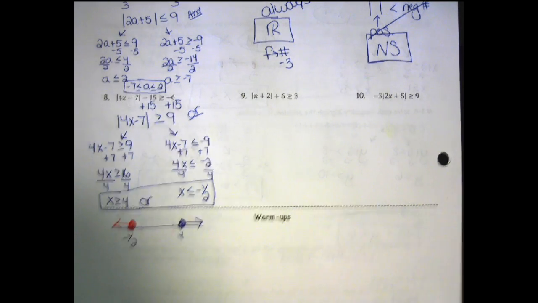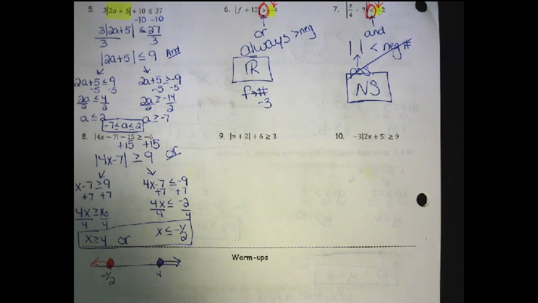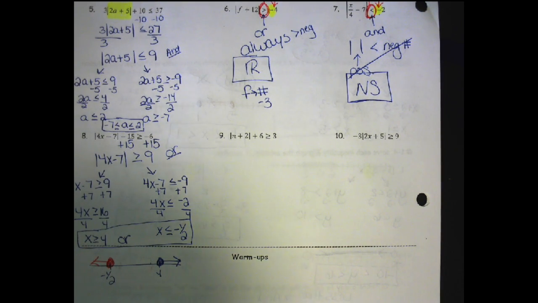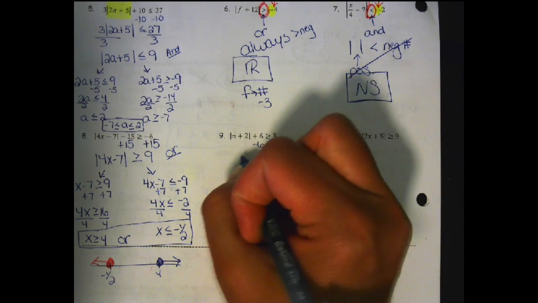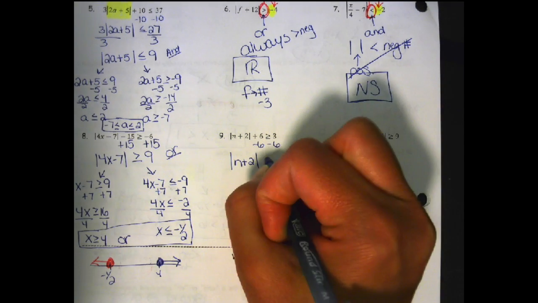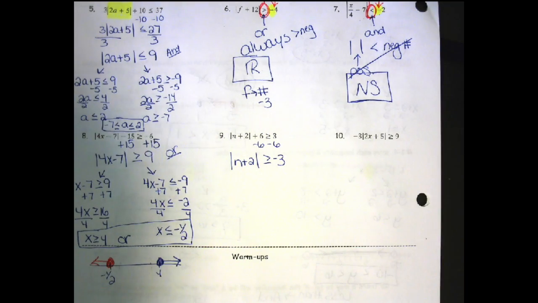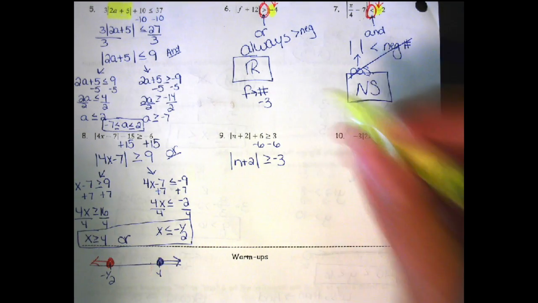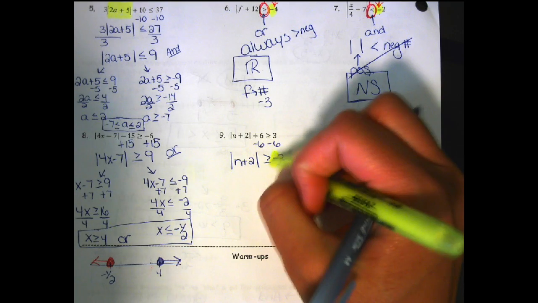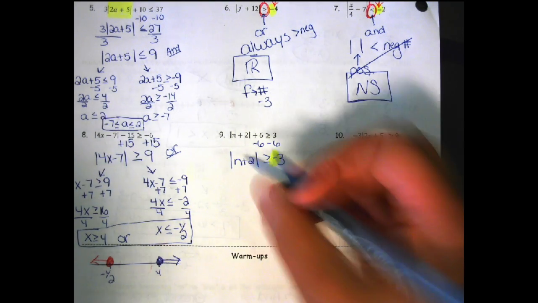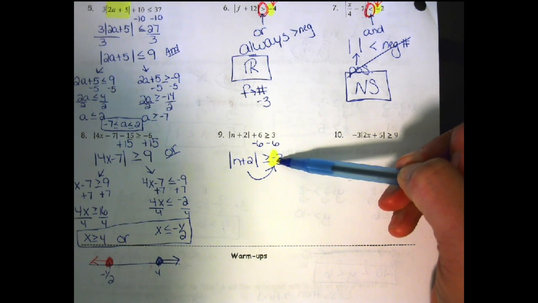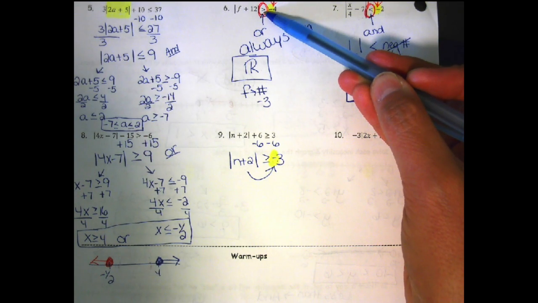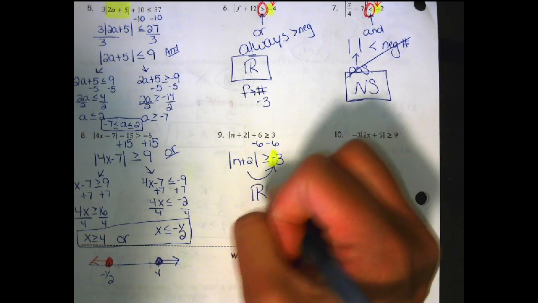So why don't you try it here? Now that we've gone through a few of these, why don't you pause and try numbers 9 and 10 on your own? All right, if you've paused it and tried this, number 9, you should have moved the 6 over first. And we're just trying to isolate that absolute value. And right there, once this is isolated, there's the red flag. Absolute value will always be greater than a negative. Greater. It's always going to be greater. So this is all real numbers.